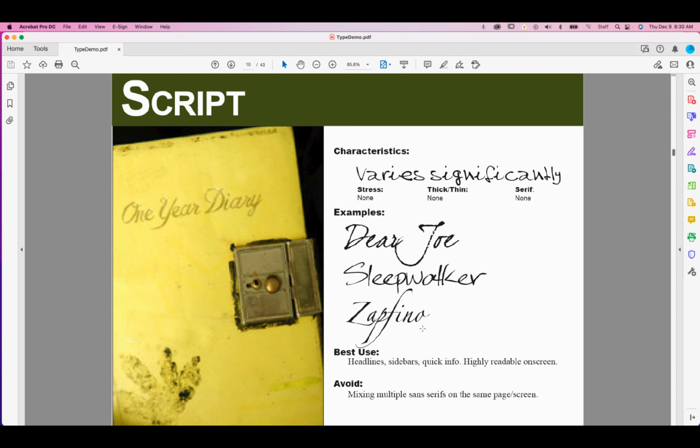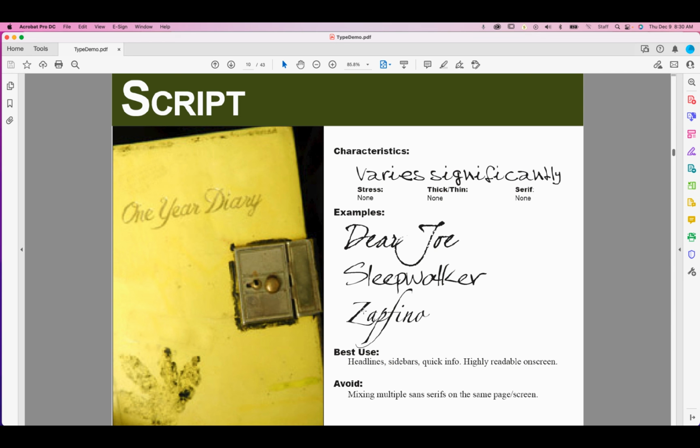One of the key things that you want to be careful of whenever you're using a scripted font is don't use all caps with scripted fonts. The letters themselves, especially the capital letters, are much more ornate, more decorative, and so it doesn't work well if all of the letters are the same.